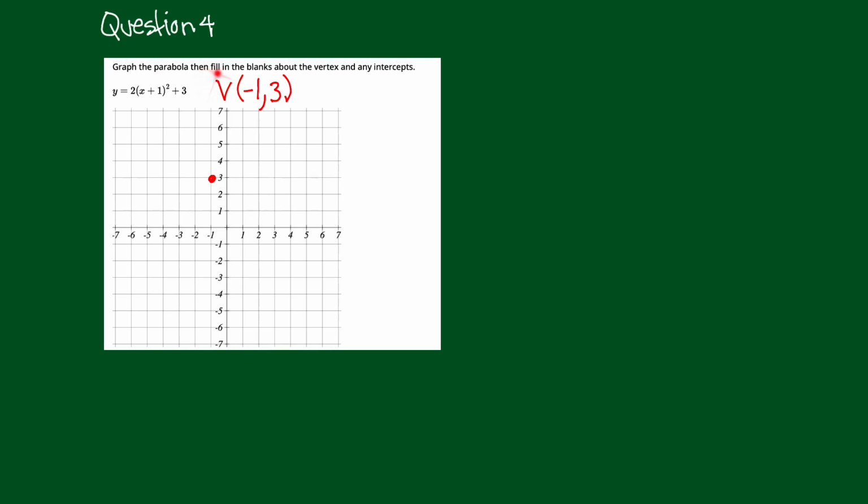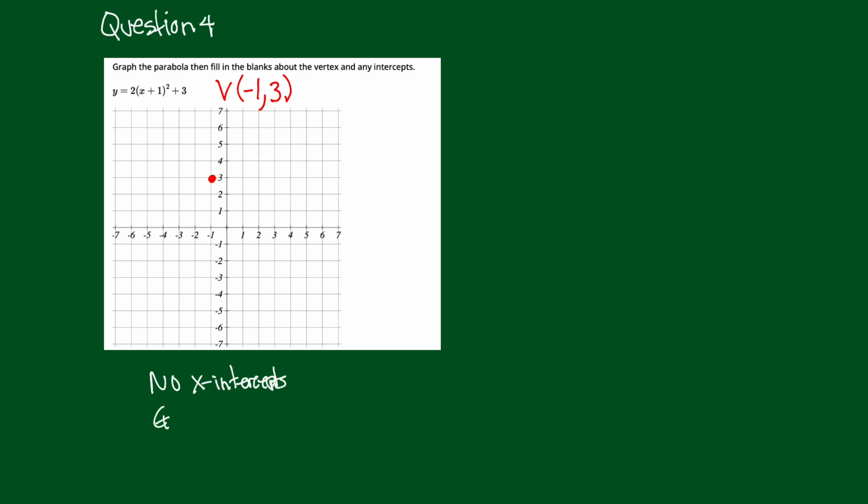Now, let's see. It says fill in the blanks about the vertex and any intercepts. Okay, now I don't show it on here, but they're asking us for the intercepts. Well, look, this coefficient out here is positive. So this parabola is going to open upward. So it's not going to intercept the x-axis. So we will get no x-intercepts. Okay, so there are no x-intercepts.